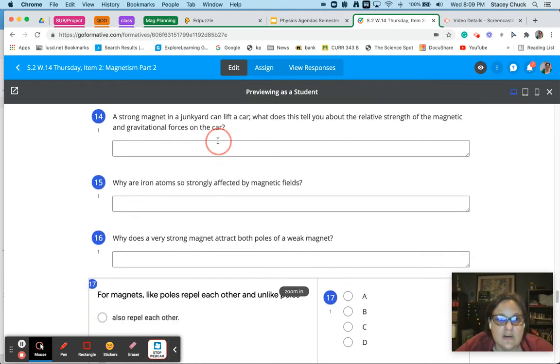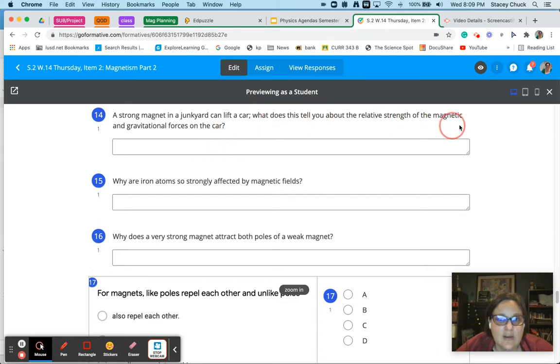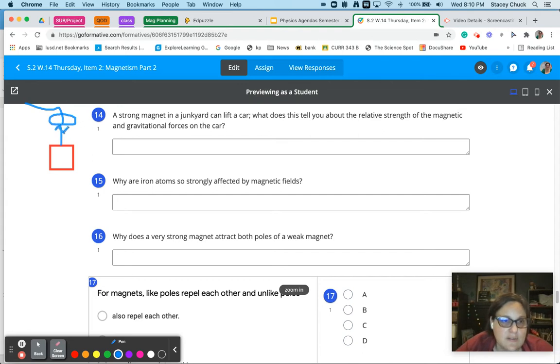Next question. A strong magnet in a junkyard can lift a car. What does this tell you about the relative strength of magnetic and geographic gravitational forces on a car? So this is pretty interesting. So in a junkyard, you have an electromagnet that's on a crane. And when they turn on the electricity, it generates a magnetic field, which lifts the car upward. Downward is the pull of gravity on the car.